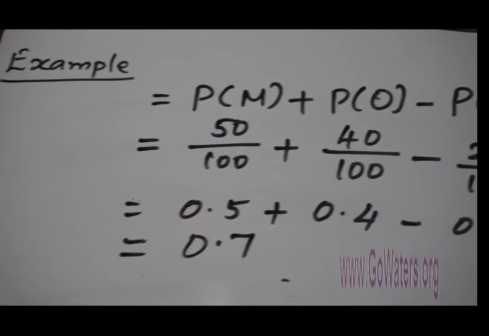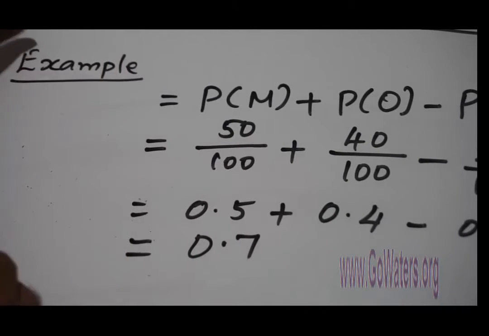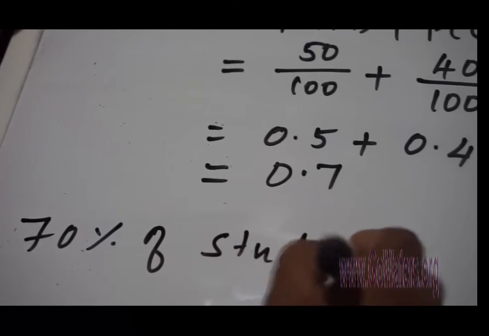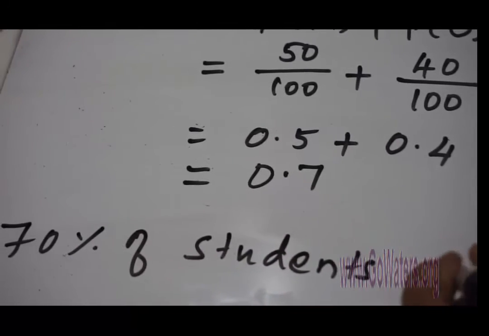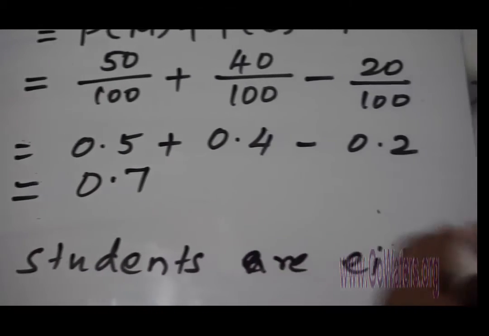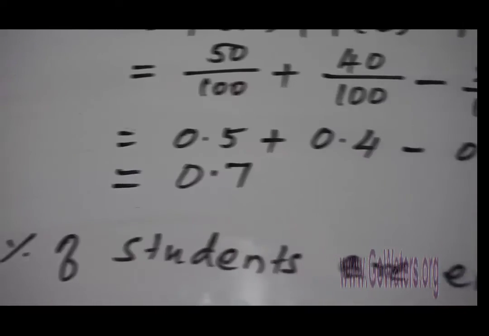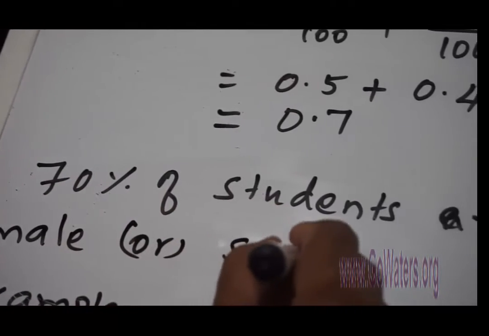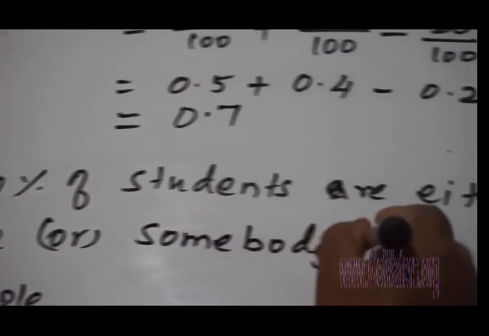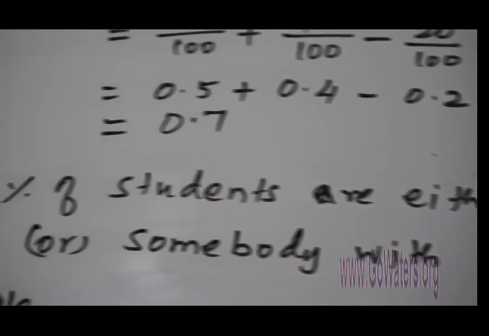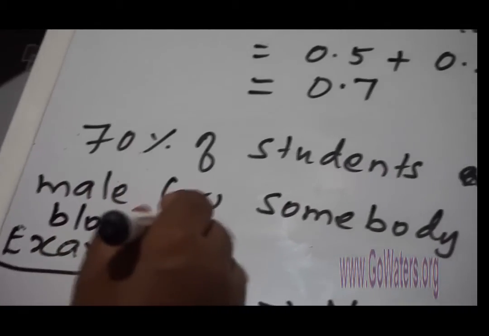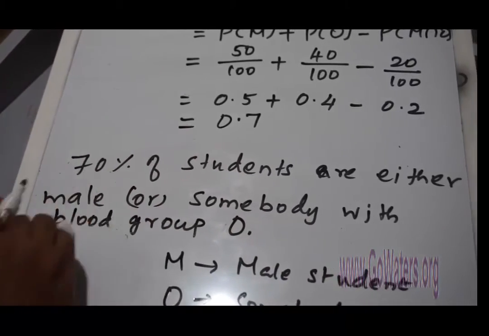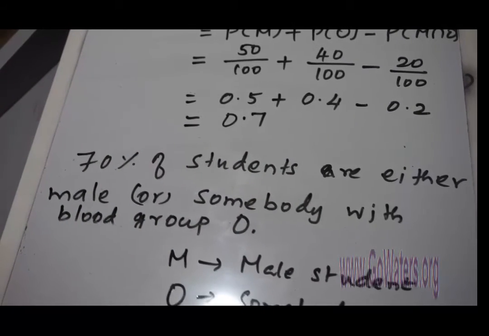So which means that in that class, 70% of the students are either male or somebody with blood group O. Hope you understand this problem.